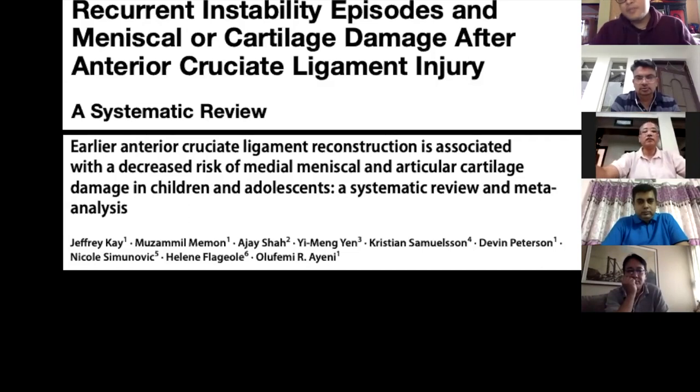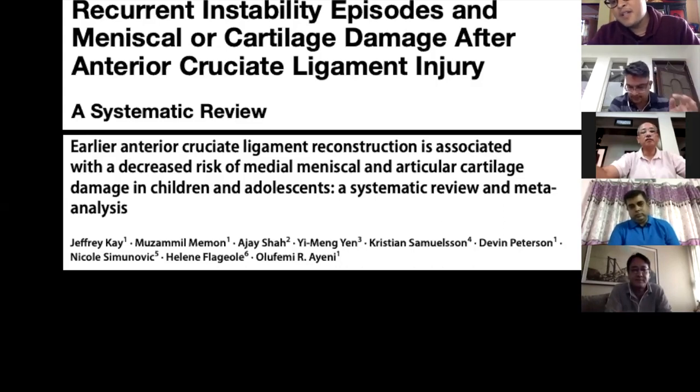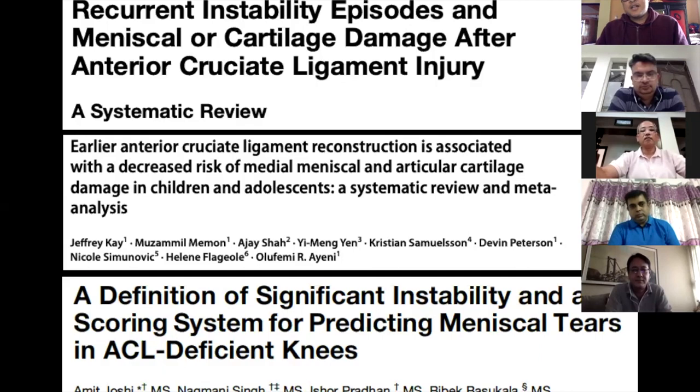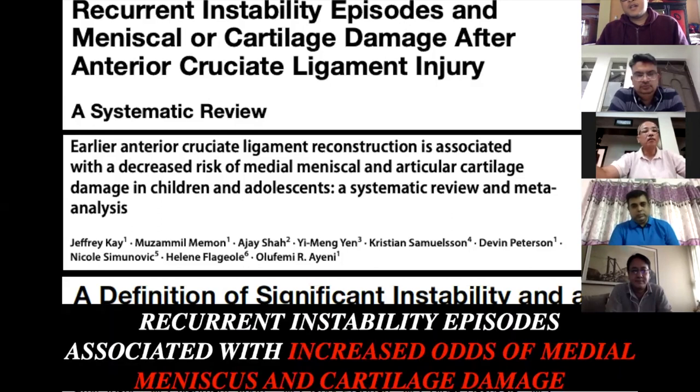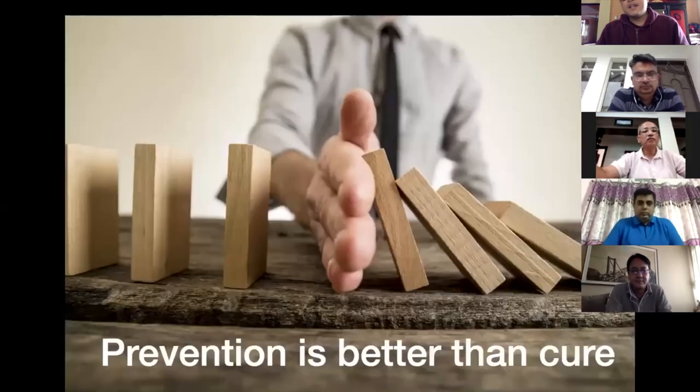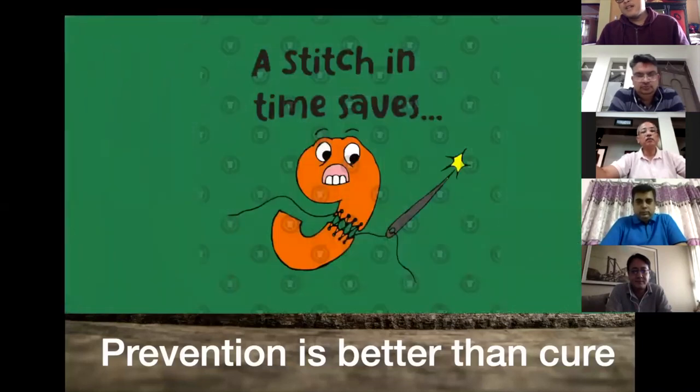But why we must do ACL reconstruction is, if ACL reconstruction is not done, the activity level of that patient decreases significantly, and there will be high chance of secondary injuries like meniscus and cartilage, which will ultimately lead to higher chance of osteoarthritis. There are multiple papers, and we have also published about the risk of meniscus injury if ACL reconstruction is delayed. And so I think ACL surgery may be a preventive surgery, and a stitch in time saves 9. That is valid for the ACL surgery as well.